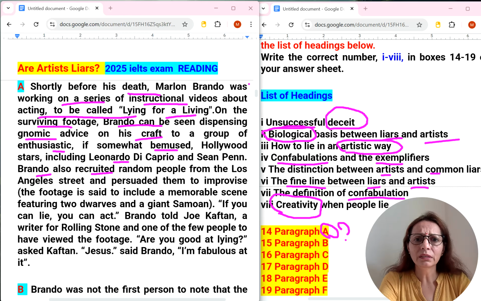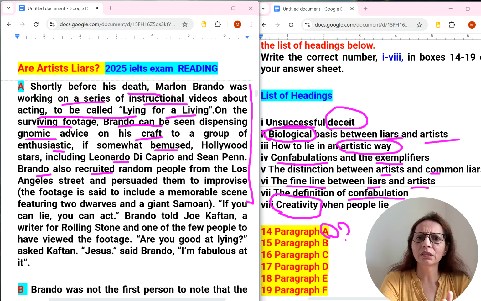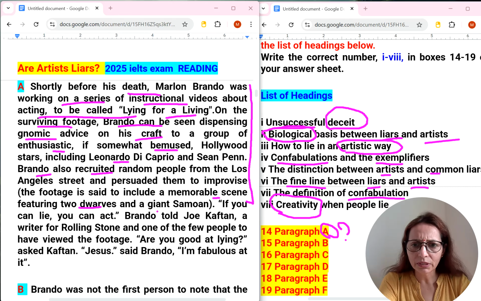Okay, so till here, I don't think so. Important message is there. They are just explaining about Brando and Angeles Street and something like that. The footage is said to include a memorable scene featuring two dwarves and giant semen.